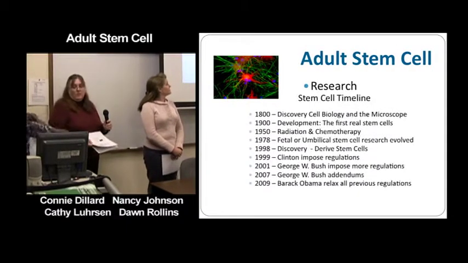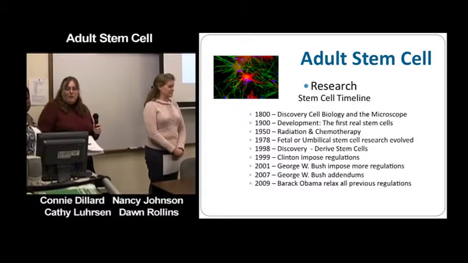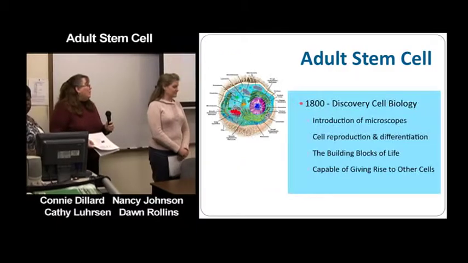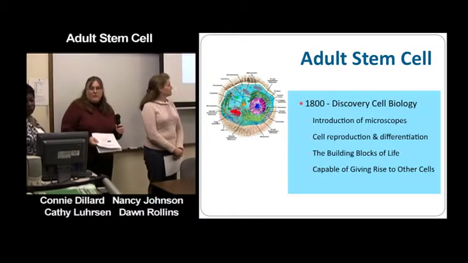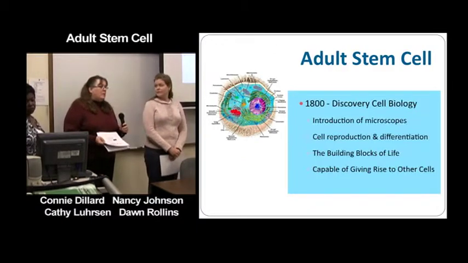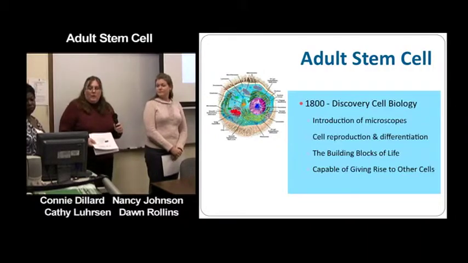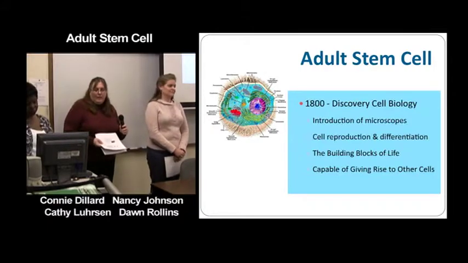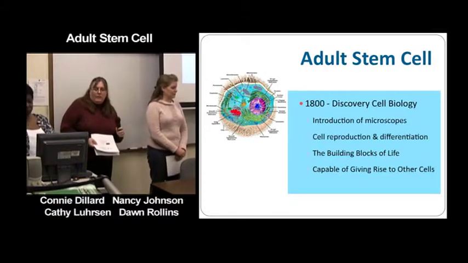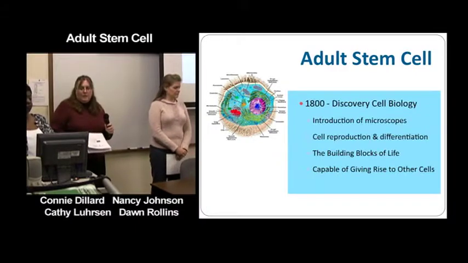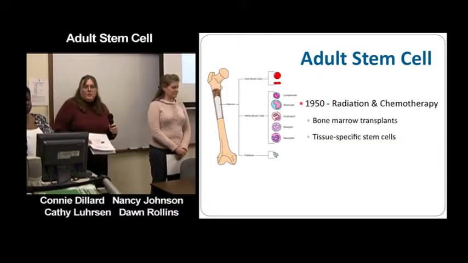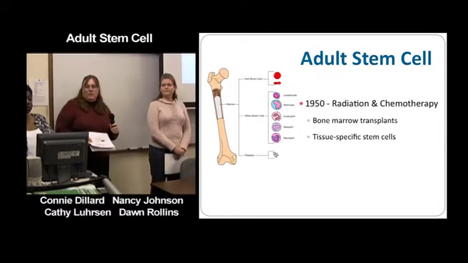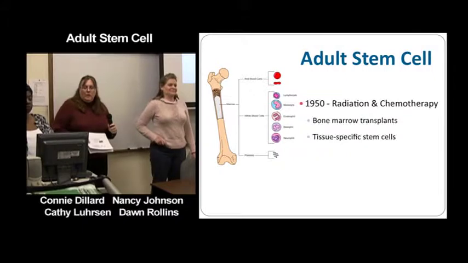And we have a timeline that tells you where things started. In 1800, the discovery of cell biology and the microscope started, and with the beginning of the discovery of microscopes, the scientists first began to look at what our bodies do and how our cells reproduce and how they differentiate, and figured out that they're the building blocks of life and that they are capable of giving rise to other cells. The first real adult stem cell happened as an accident in the 1950s with radiation therapy and also with chemotherapy.